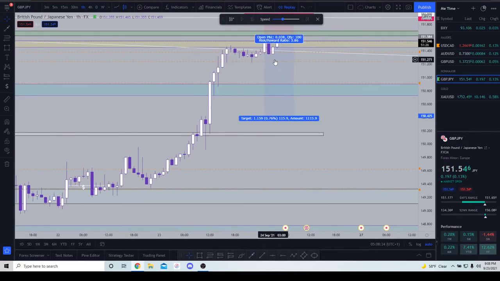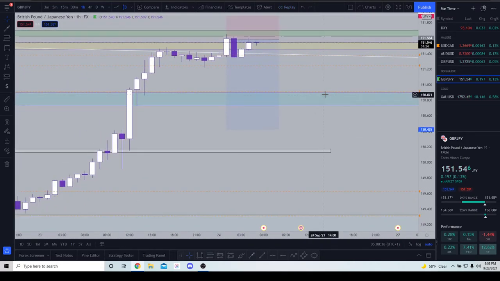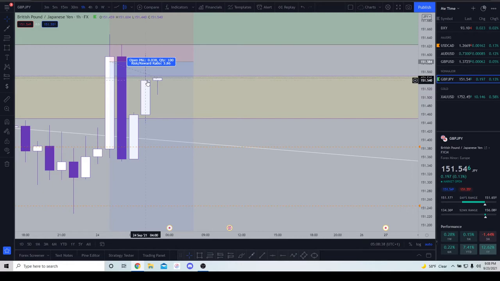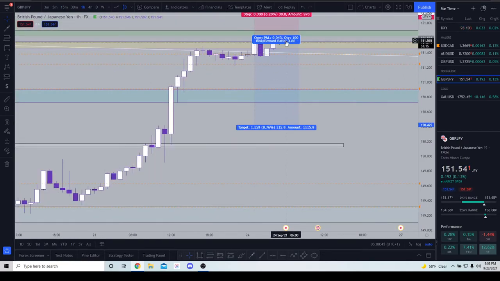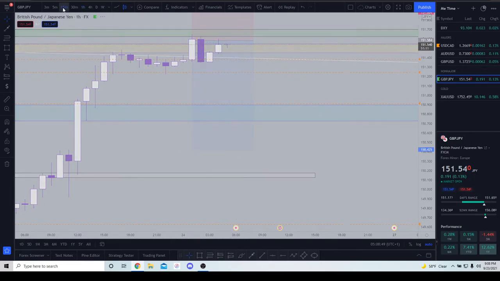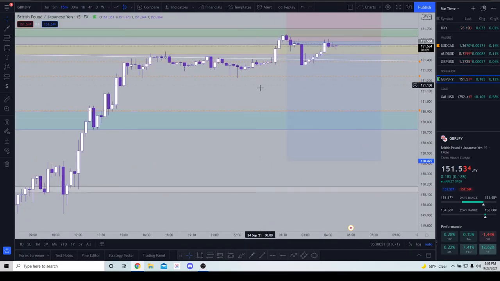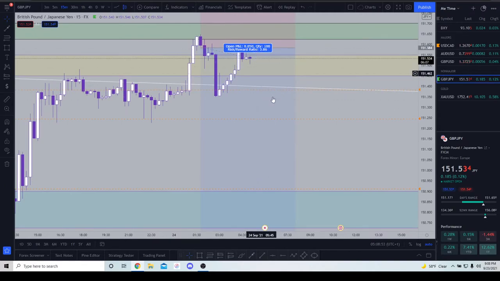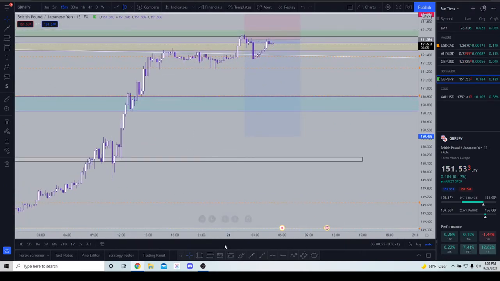So I think this is still looking good, just because we closed below this zone right here. The 1 hour closed below this zone. So if we can keep respecting this zone, honestly, I think we can see this fall back down. Now if we keep respecting this zone and we see some bearish movement, downward movement, you could honestly take this trade still.